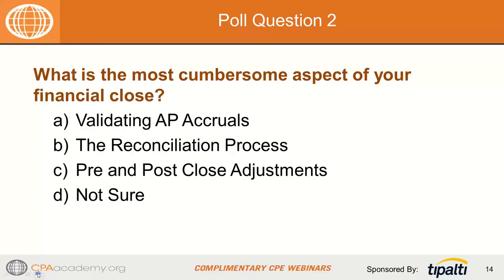Okay, what is the most cumbersome aspect of your financial close? And this is polling question 2. And the selections are validating AP accruals, the reconciliation process, which is, again, pretty general, but it is an aspect to take a look at, pre and post-close adjustments, and not sure. Looks like as the answers are coming in, we're pretty much split across all 4 selections, which is interesting.